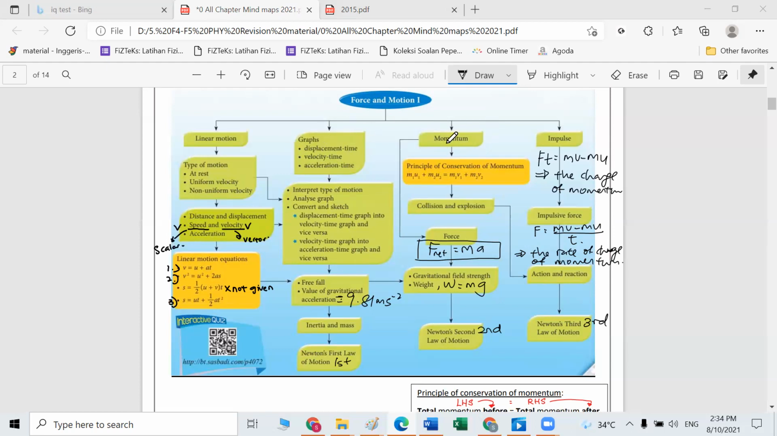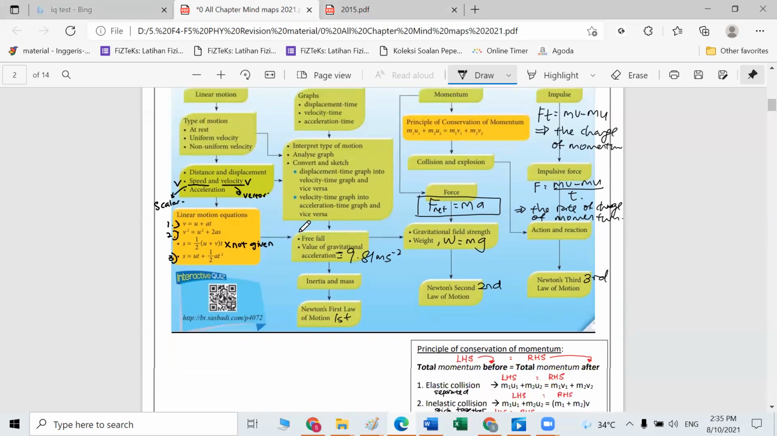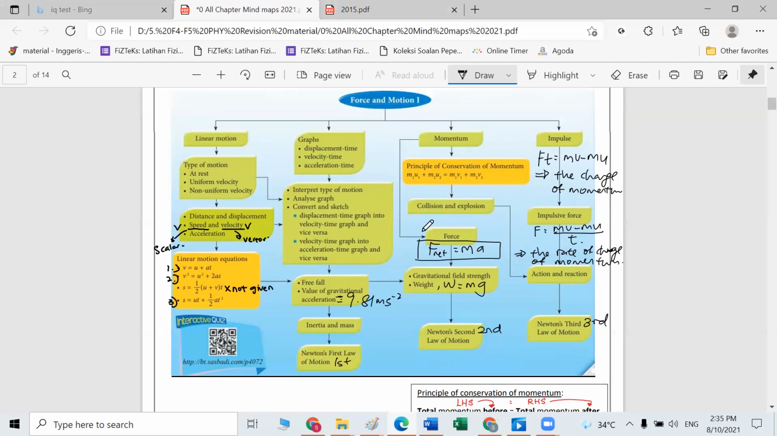So graph later. We look at momentum first. Later I want you all to snap the picture and send as homework one.